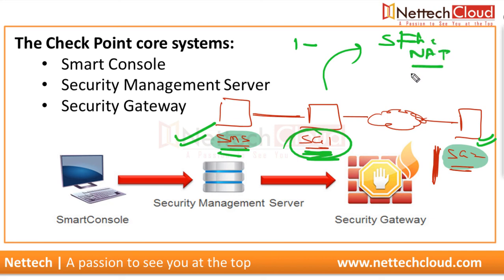NAT we will discuss later on. But you need to understand this point, right? There should be proper IP reachability between SMS and SG2. The first point. And the next point is what? All communication ports should be allowed here on security gateway 1 in order to ensure communication between SMS and SG2.